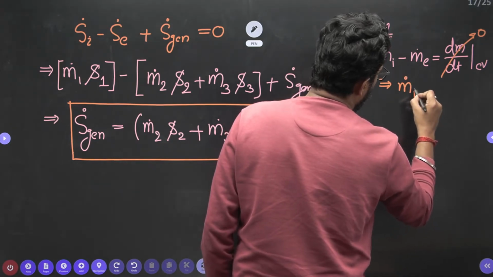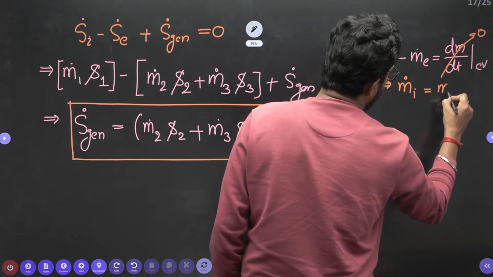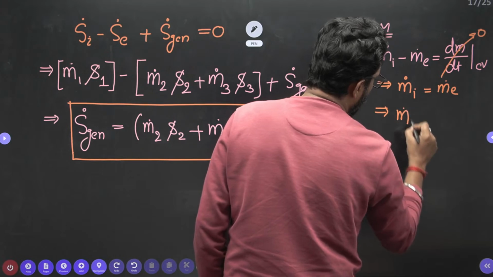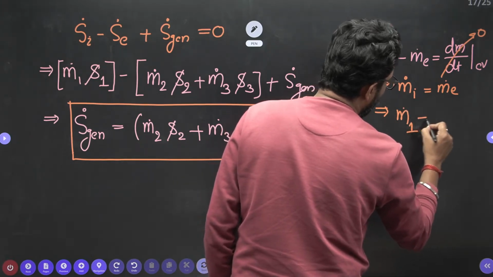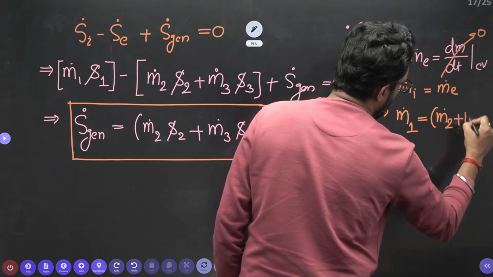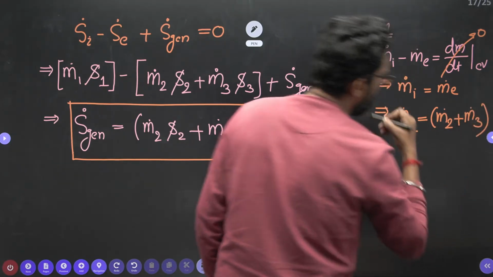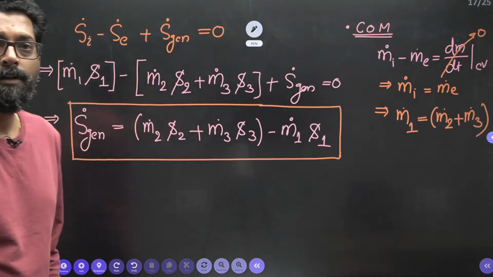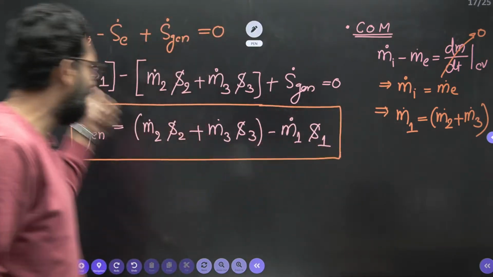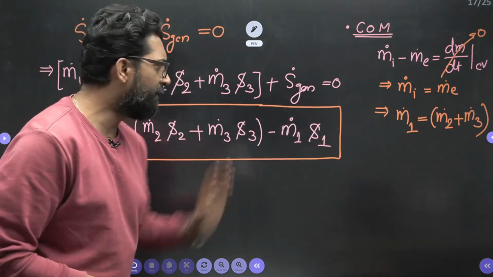Mass at inlet is equal to mass at exit. What is the mass at inlet? M dot 1. What is the mass at exit? M dot 2 plus M dot 3. So this is according to the mass balance. Now from here, M1 we have to put as M2 and M3.